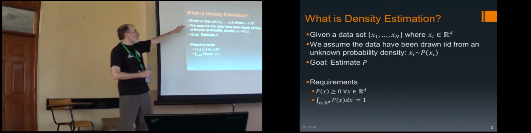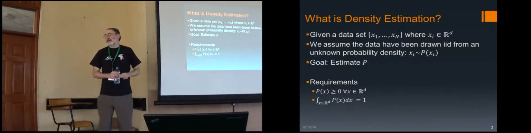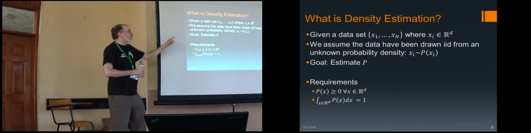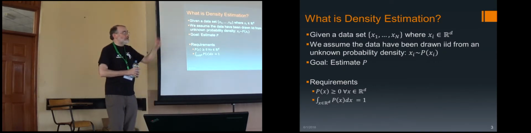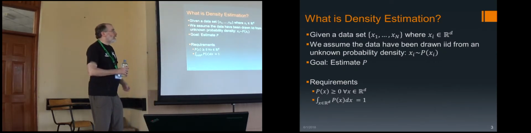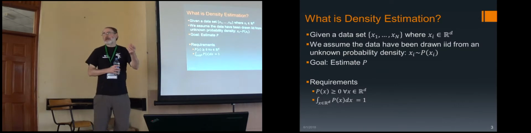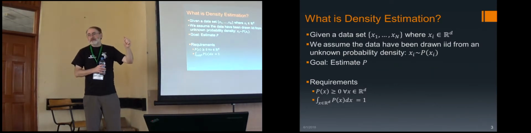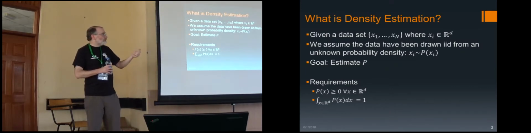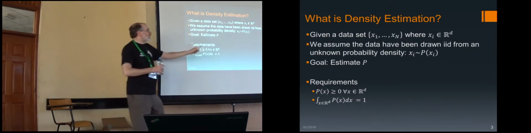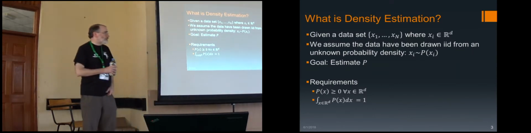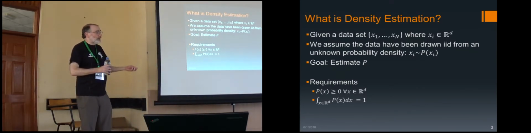Okay, so what is density estimation? Let's assume we're given a data set of n data points. Each data point is a vector of real valued features, and we'll just assume that they live in d-dimensional real space. Now, we assume the data all come from the same distribution. I'm going to say that they're independent and identically distributed samples from some unknown probability density. So each x_i was sampled according to this probability distribution p(x_i), and our goal is to estimate p.